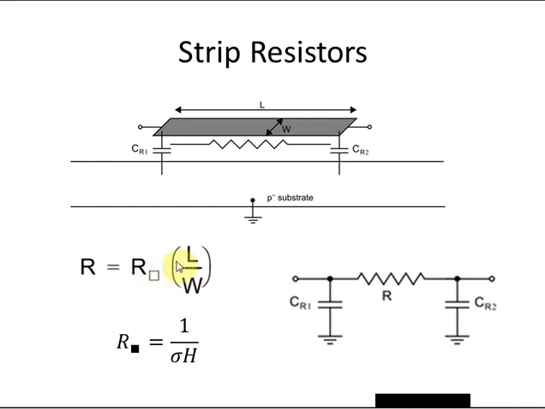L over W are things that we control in the layout of the integrated circuit, and of course sigma and h are not. Those are just properties of the manufacturing process. So that's why we usually separate it out this way. R square would be some constant that comes from the manufacturing foundry, and L over W are things under the designer's control.